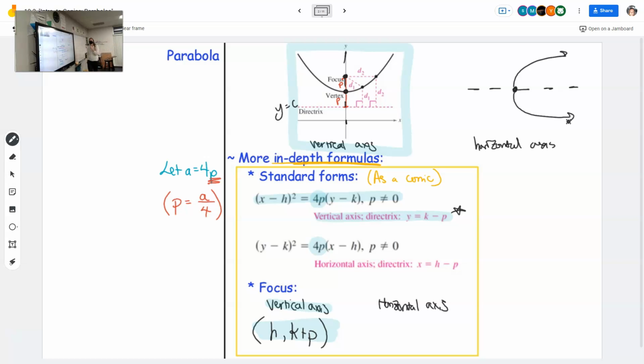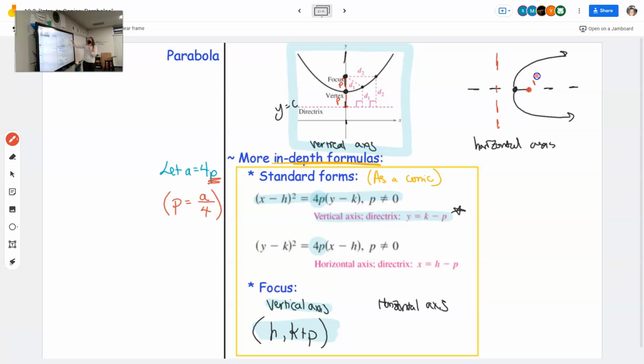What do you guys think a negative orientation would be if it was a sideways one? Yeah, it'd be going left. It'd be eating up the negative numbers instead of eating up the positive numbers. Then I would have my focus. Where would my focus be? What do you guys think? If it follows a similar trend as that one over there, would my focus be to the right or to the left? Yeah. My focus would be to the right. My directrix would be to the left.